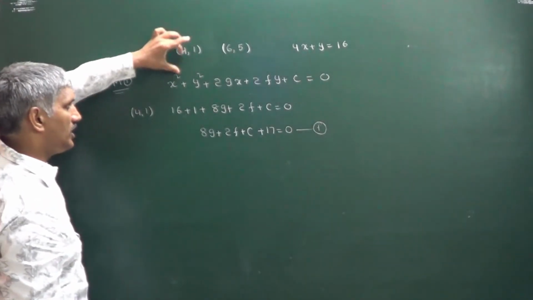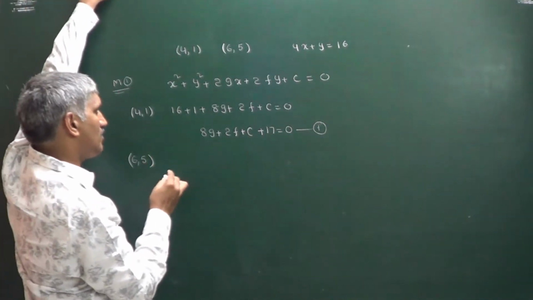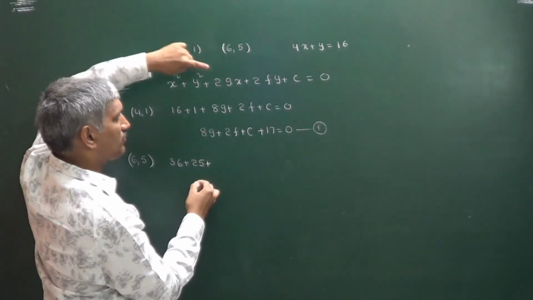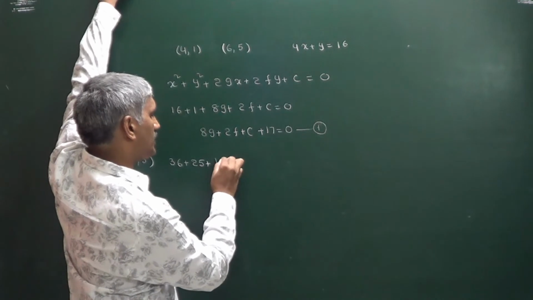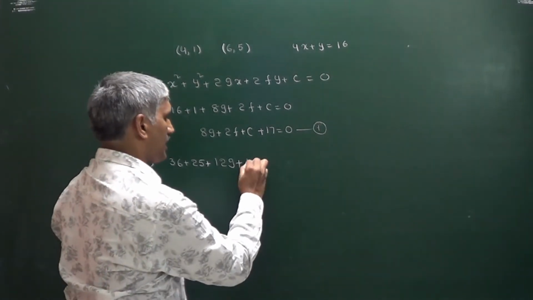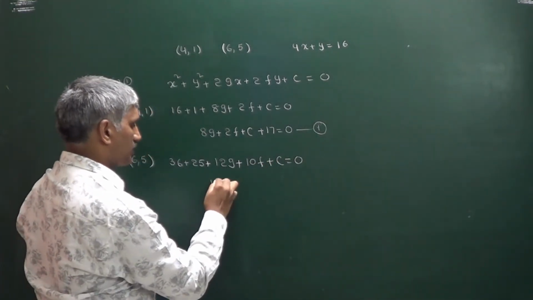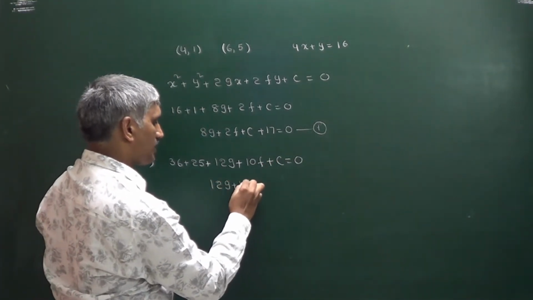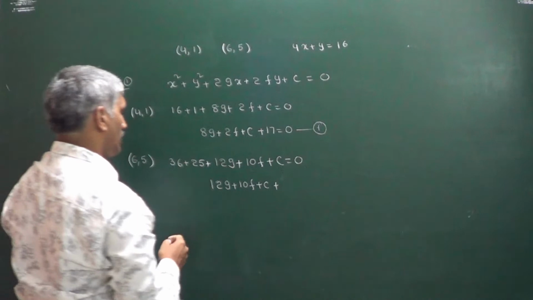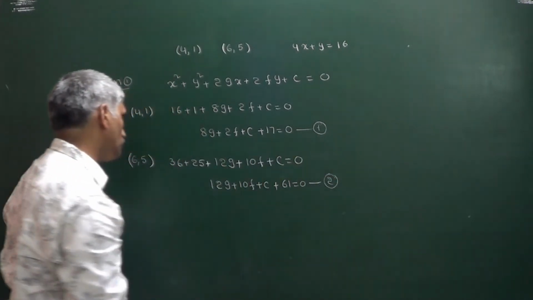Now the same circle is also passing through the point (6, 5). When it is passing through (6, 5), what happens? 36 plus 25. In place of x we substitute 6, that's why you get 12g. In place of y we substitute 5, then you get 10f plus c equals 0. Now simplifying: 12g plus 10f plus c plus 61 equals 0. That is equation number 2.